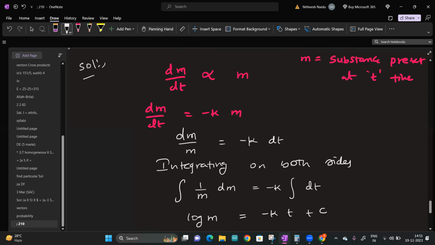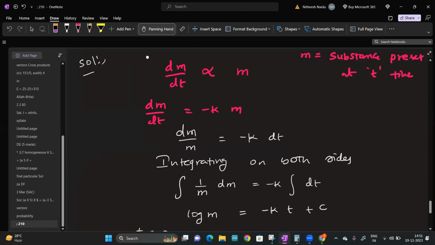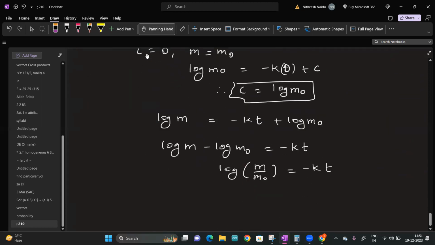The question says, look at the question. It's very important. Look at this question. The question says the substance is 50% after 1600 years. For example, if you took 1 kilo of the radioactive element, then after 1600 years, it will be how much? Its mass will be half kilo, because you took initially 1 kilo of radioactive substance. So after 1600 years, it will be how much? Half of that part. Okay.